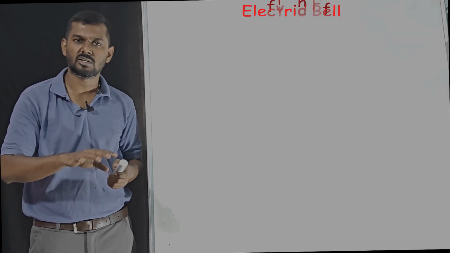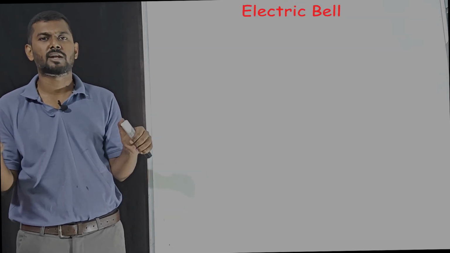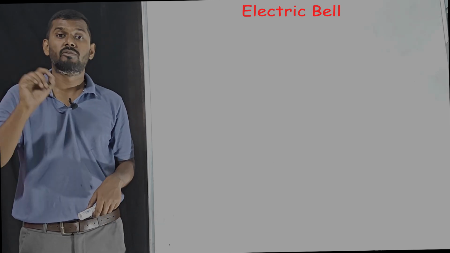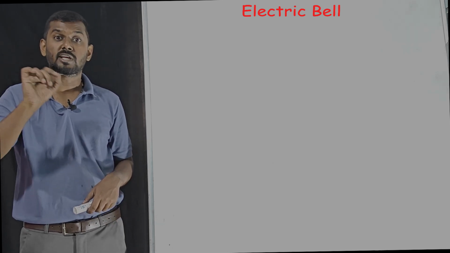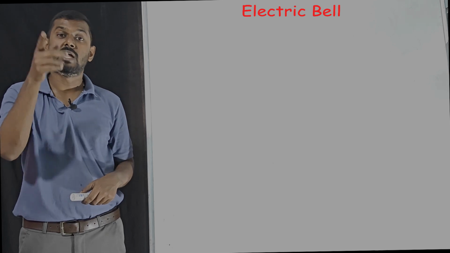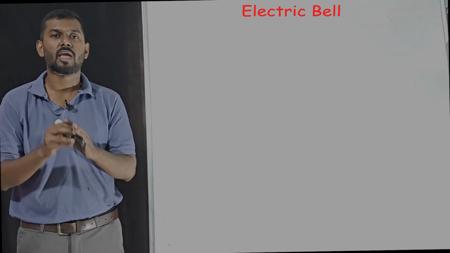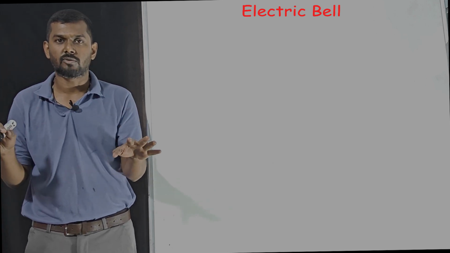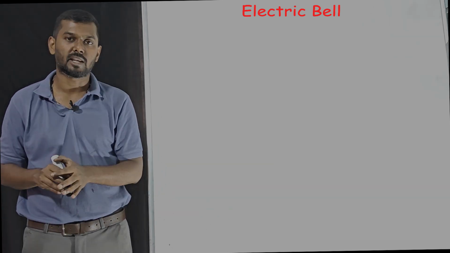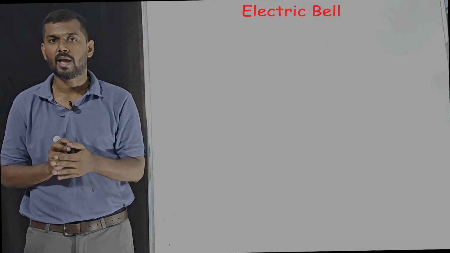Electric bell. Electric bell construction, working and all, nothing related to electric bell is there in the syllabus. But while solving the theory questions, we will learn a few logical questions about electric bell, because that will definitely help you in other topics also. For now, we have understood the complete concept of magnetic effect of electric current, that is part A of electromagnetism.